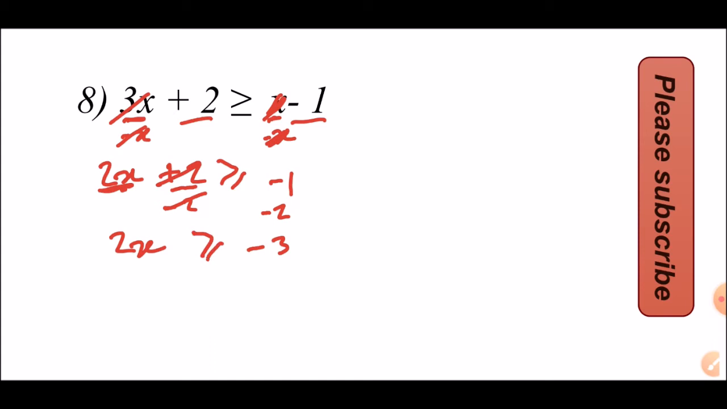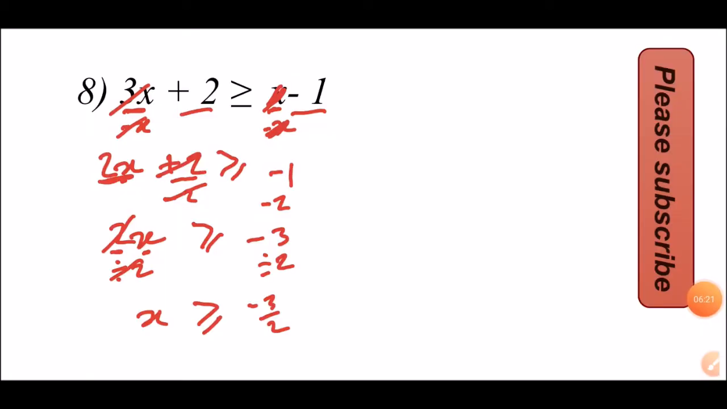Now to get this x on its own, I have to get rid of this times 2. So I have to divide by 2 on the left hand side and divide by 2 on the right hand side. So now this times 2 and divide by 2 cancel out, leaving just x. And on the right hand side is minus 3 over 2. That's the answer. So the final answer is x has to be greater than or equal to minus 3 over 2.